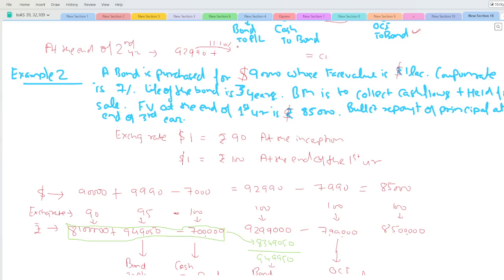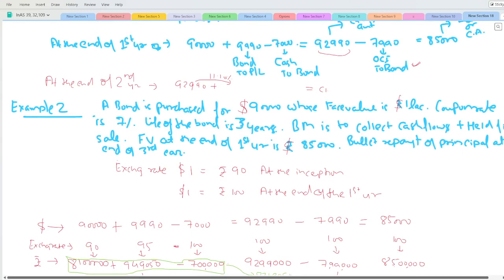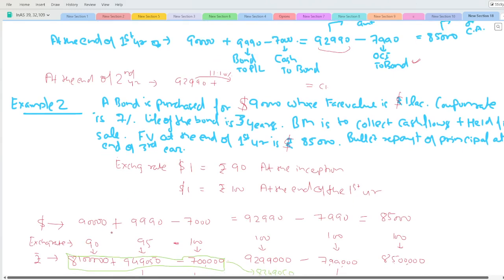There you have calculated on the dollar amount. So just keep it in mind, you haven't calculated on the rupee amount. On the dollar amount you will be calculating the effective interest rate. Then 9,990 and minus 7,000 equals your closing figure, the same as it is. If you see here also, this is the same thing. So 90,000 this one, 9,990 this one.